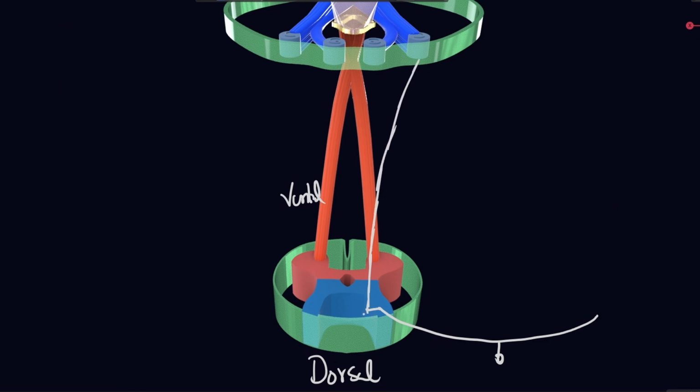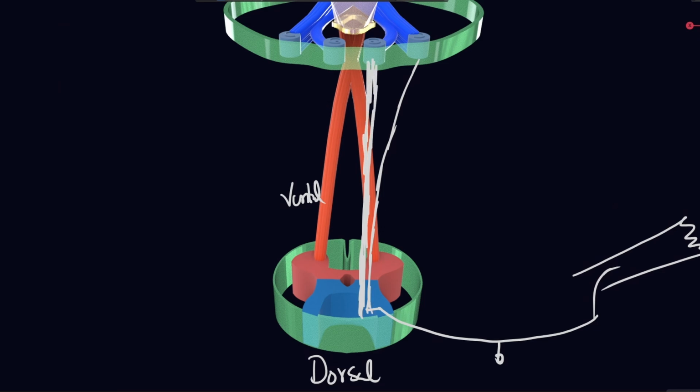Some fibers are coming from the lower limb. This is, let's suppose, from the upper limb. Some fibers are also coming from the lower limb. Those fibers which are coming from the lower limb go towards the nucleus gracilis, right?